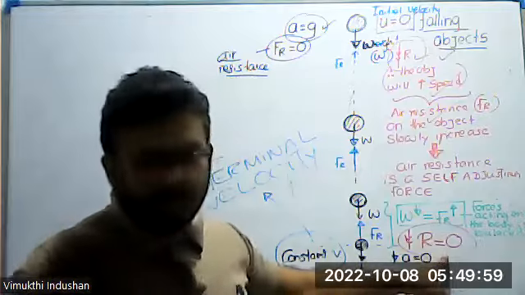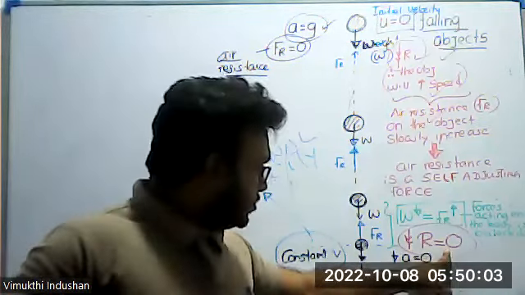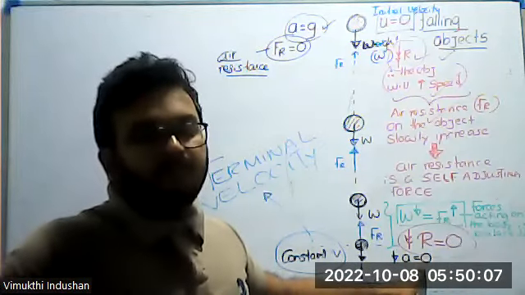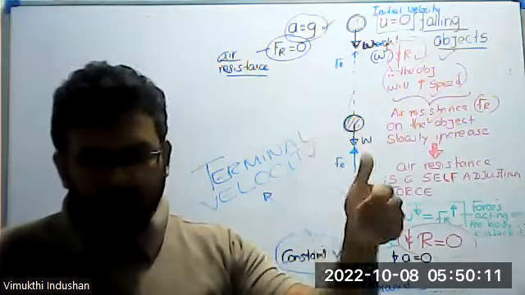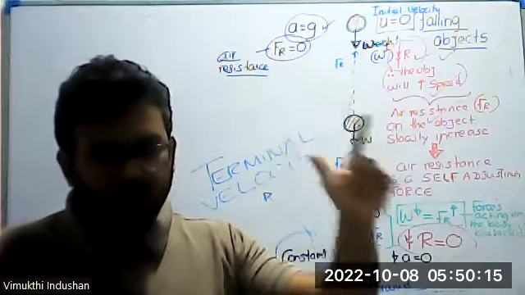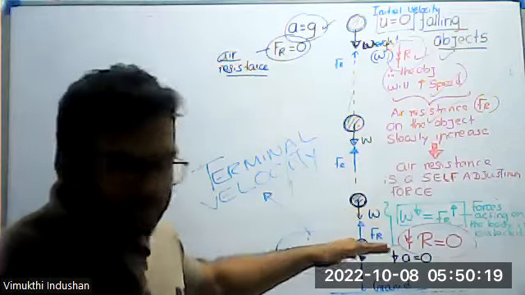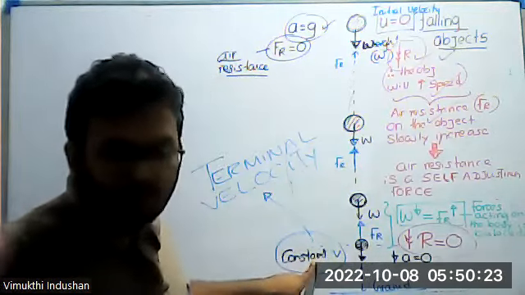When the forces are balanced, what is the result? There is no resultant force. When there is no resultant force, it means there is no acceleration. When there is no acceleration, there can be two outcomes. One is the object is stationary. Second one is the object is moving at constant velocity. In this scenario, what is applicable is the object is moving at constant velocity.